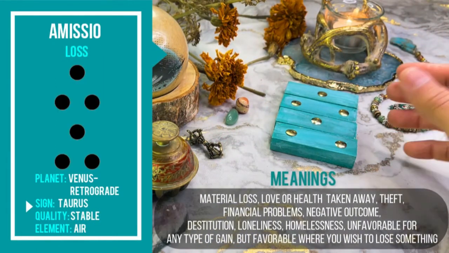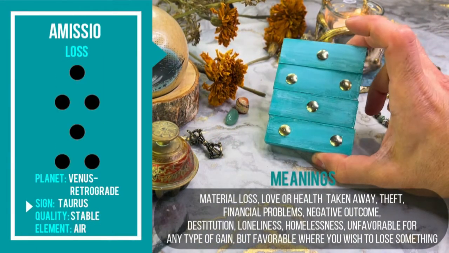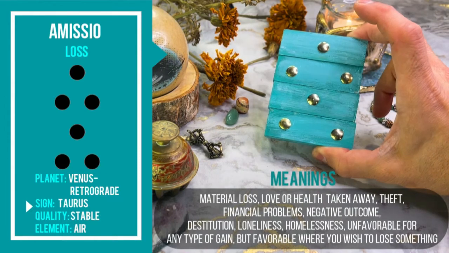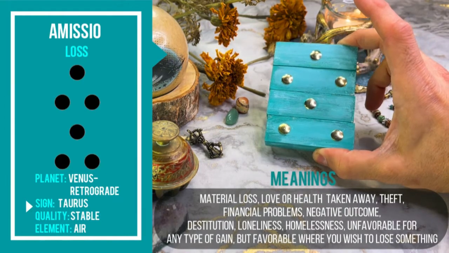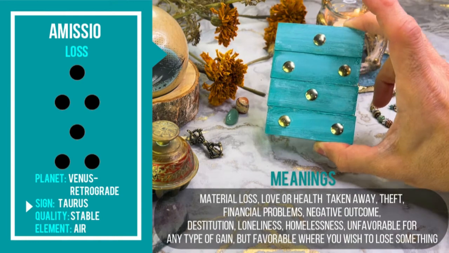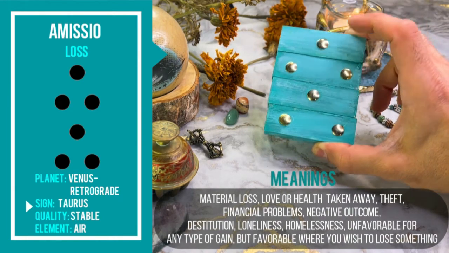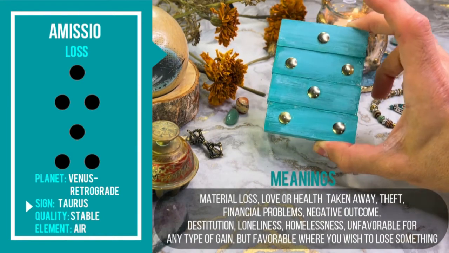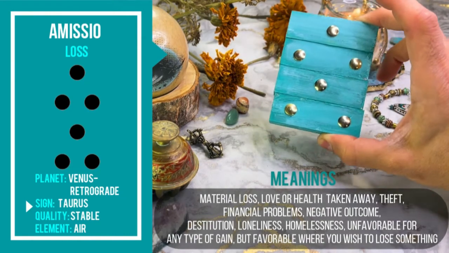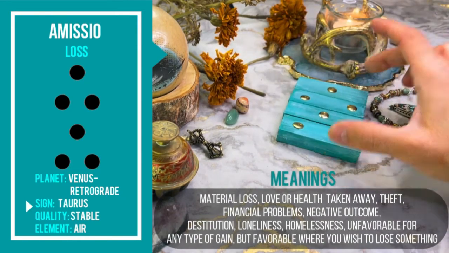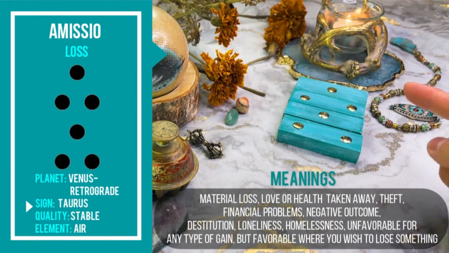Amicio, loss. Latin for loss, this figure resembles two bowls or cups turned upside down. Astrologically, it's associated with Taurus and Venus retrograde. This image is pure loss, used for ridding yourself of a person, place, or thing, and often represents something outside of one's grasp.